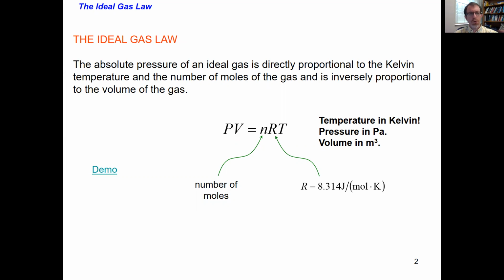We could have something like a balloon filled with gas. And let's see what happens when we put that balloon in liquid nitrogen. Liquid nitrogen is going to cool that balloon down, and it's going to cause the temperature to drop. That's going to cause the volume of the balloon to decrease as well. So all of these are interrelated with the ideal gas law that we see there.